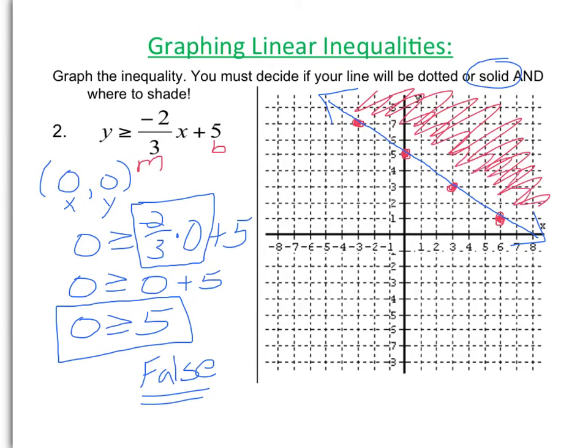Okay, so I'm going to shade over here. So this graph is the graph of this linear inequality: y is greater than or equal to negative 2/3x plus 5.